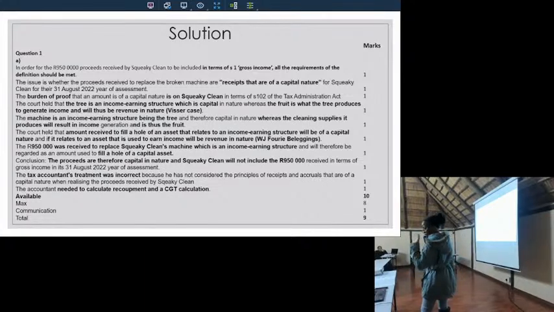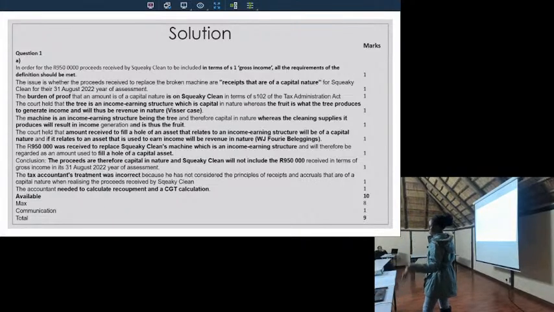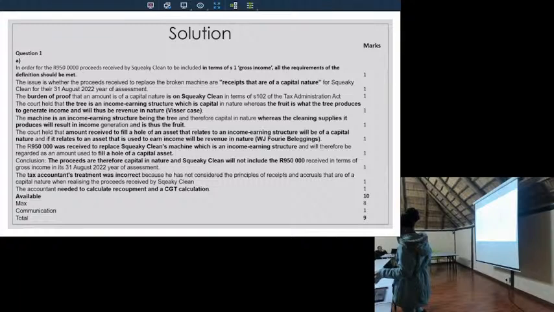It was incorrect because he has not considered the principles of receipts and accruals that are of a capital nature when realizing the proceeds received by Squeaky Clean. They just saw an amount and they included it because they thought it was for Squeaky Clean's own benefit. They used the Geldenhuys case, and we didn't need that because we already know that the received by element has been dealt with. It's not big. Are we good? Cool. You get a mark.